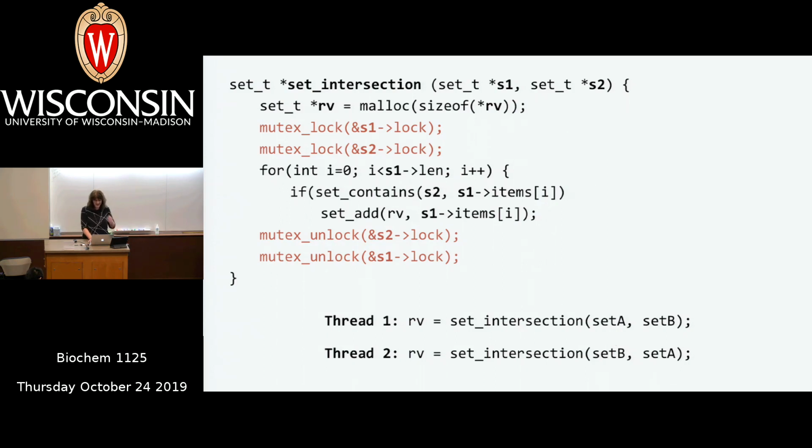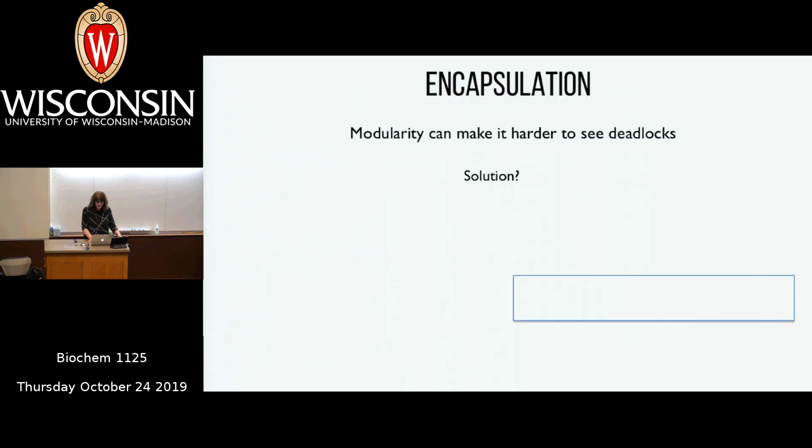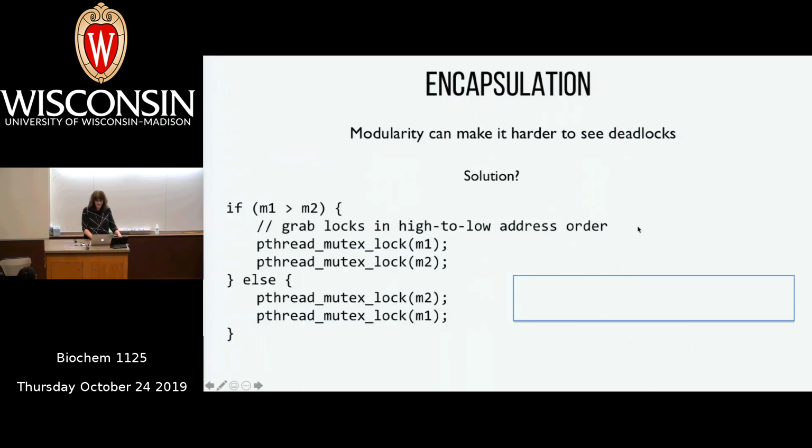So long nights probably finding that problem. All right. So the point of this is it's really hard to see that deadlock even because it's because of what's happening across those boundaries. So how can we fix that? The general solution is you grab locks in a certain predefined order. So always grab locks from high to low. You look at just what is the address of that actual lock, and grab them in that order.